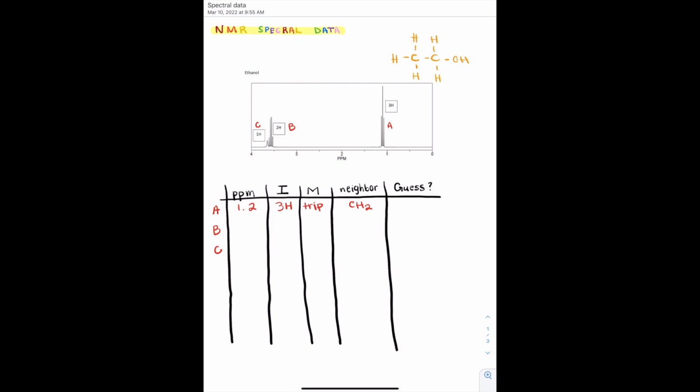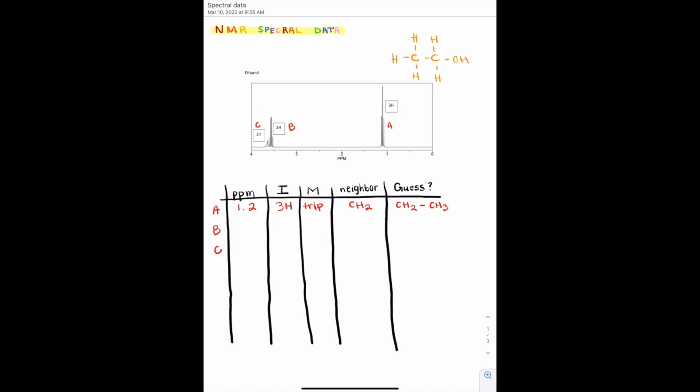So in order to make the guess for what we think that this part of the structure will be, we're going to look at the integration and the neighbor. So the neighbor of this molecule is going to be CH2. That's already been determined through the multiplicity, and that will be connected to something with 3 hydrogens, as is told to us in the integration. So I'm going to go ahead and say CH3.